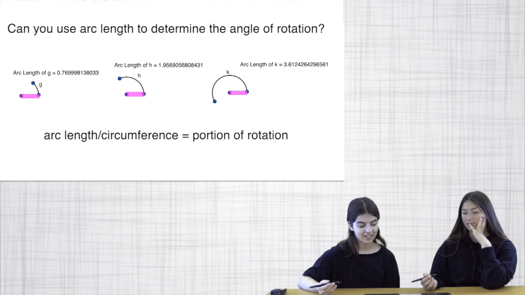In the next episode, they consider how they can use these ideas to define a new unit by which to measure angles, radians.